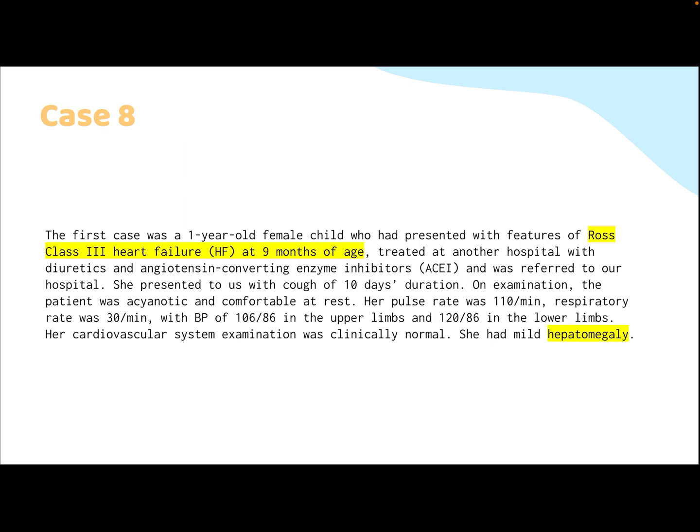Okay, so here we have a case of a 1-year-old female. She had features of Ross class 3 heart failure at the age of 9 months. طفلة عمرها سنة عندها heart failure at the age of 9 months. Okay, heart failure ممكن الواحد يقول congenital heart disease. That's a very important thing to rule out.